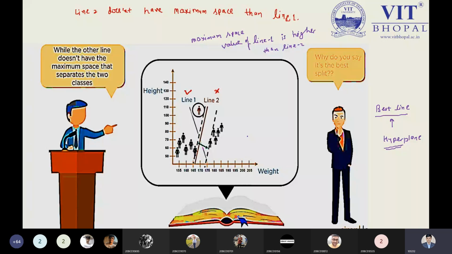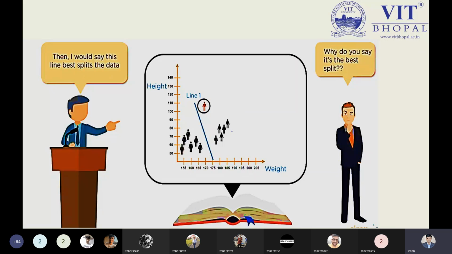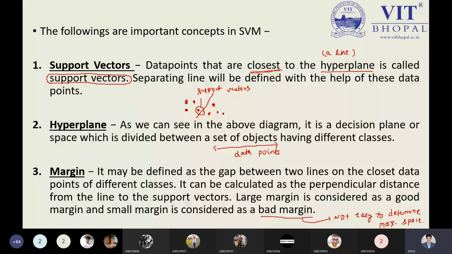Yes, sir. Okay, let me move to the definitive part. So hyperplane. Do not think about the other terms. The following terms are more important to understand the SVM. So what is the term hyperplane? Just look at only the hyperplane definition. As you can see in our diagrams, it is a decision plane or space which is divided between the set of objects, that is, the data points, by the different classes. And what are the two classes we have? One is a male class and one is a female class.